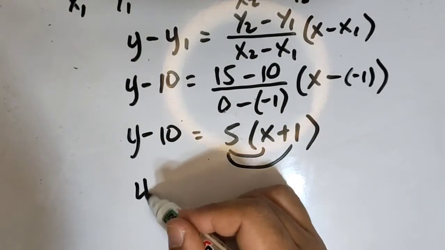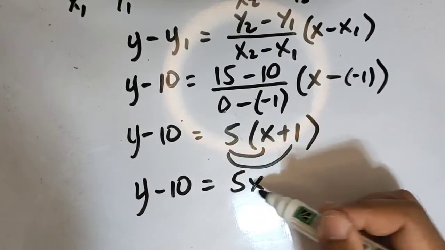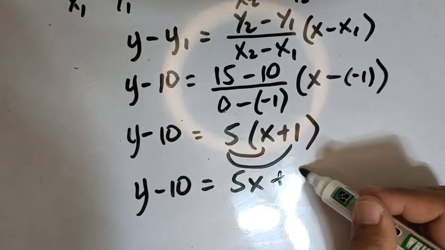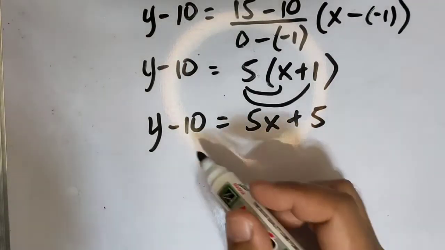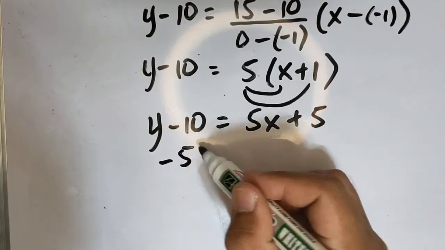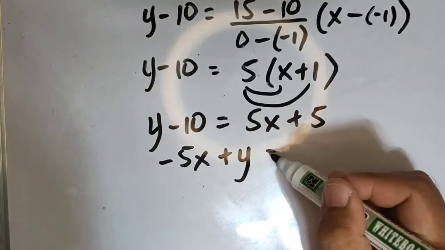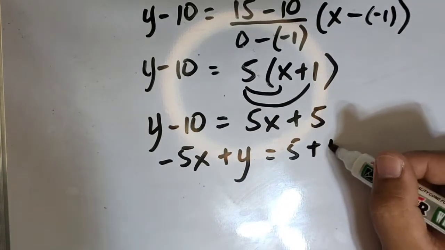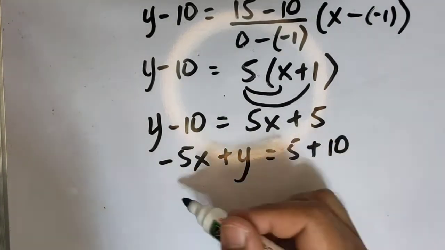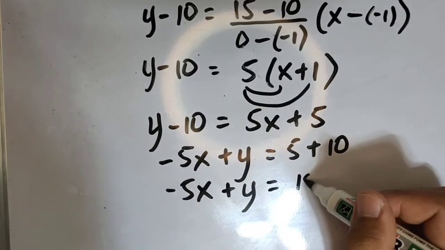So, we will just now distribute 5. So we have y minus 10 is equal to 5 times x is 5x. 5 times 1 is 5. Okay? And then we will transpose 5x. It will become negative 5x plus y is equal to 5. Negative 10 transpose becomes positive 10. So negative 5x plus y is equal to 15.